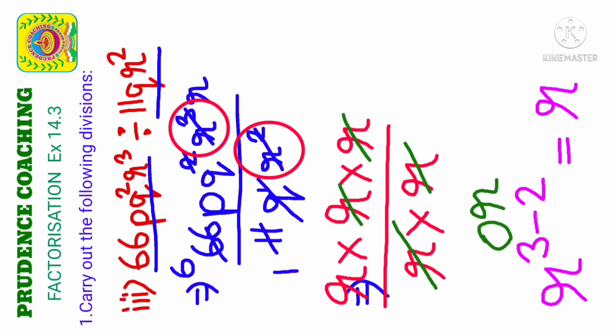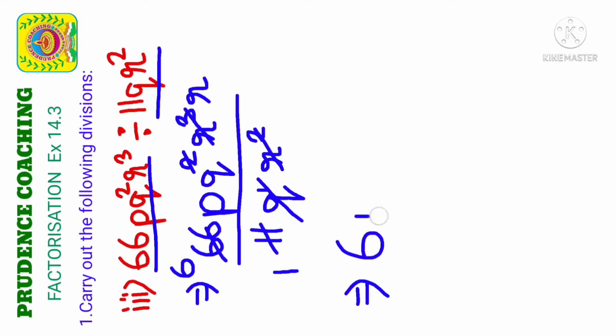So let us rewrite our answer. 6 in the numerator, we have a p here, we have a q here, and we have an r here. This is our final answer.